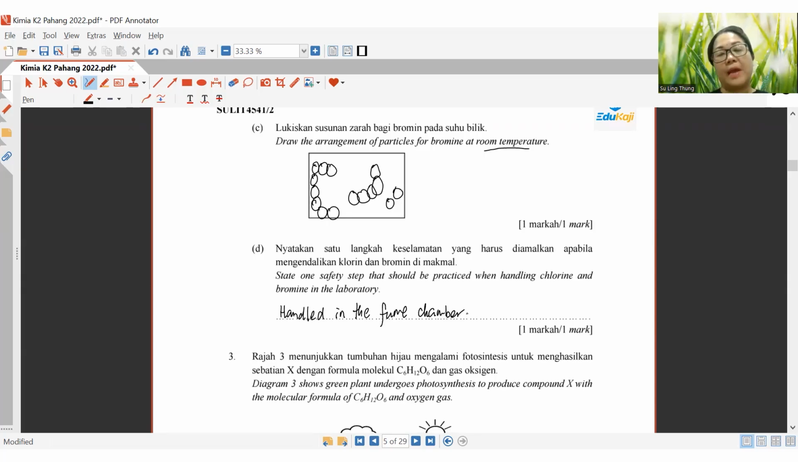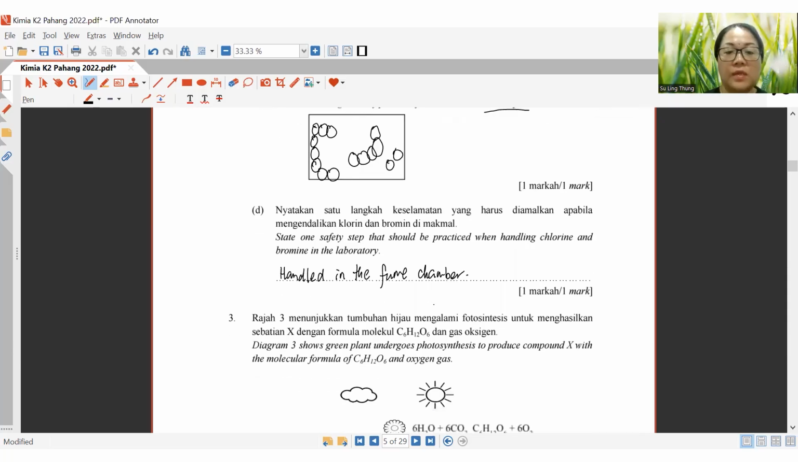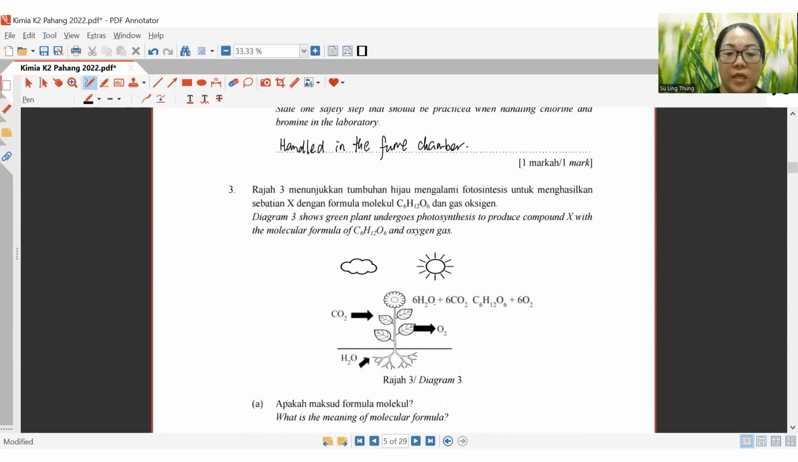Just remember, anything that undergoes sublimation, meaning its initial form turns into a gaseous form, will normally be done in a fume chamber, especially when it's something to do with poisonous gases. Okay, so that's for question 2. Now let's look at question 3.